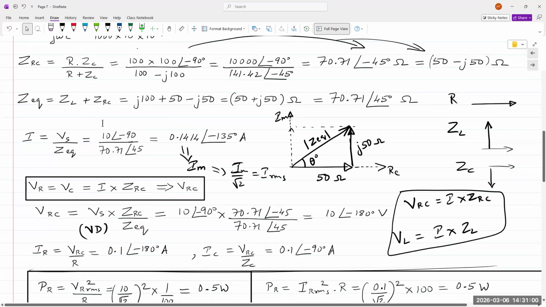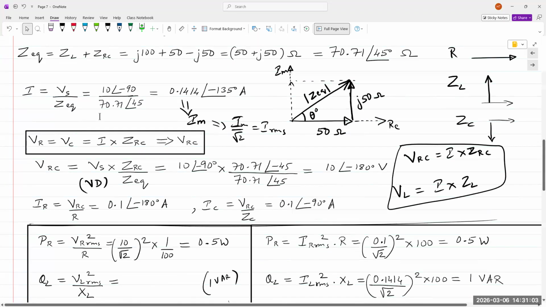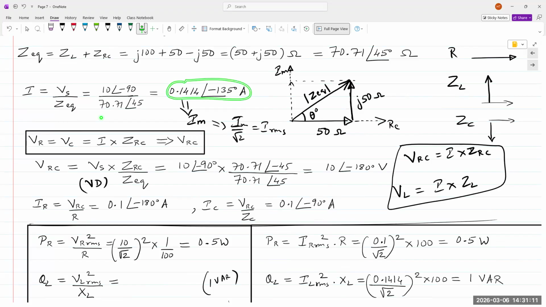All right. So we found the total current I. Total current I is 0.1414 times minus 135. This 0.1414 only gives me the magnitude of the current. It is only IM. To find the IRMS value, I have to divide it by root 2. Divide 0.1414 by root 2. Right now, I don't need it, so I'm just letting it be.